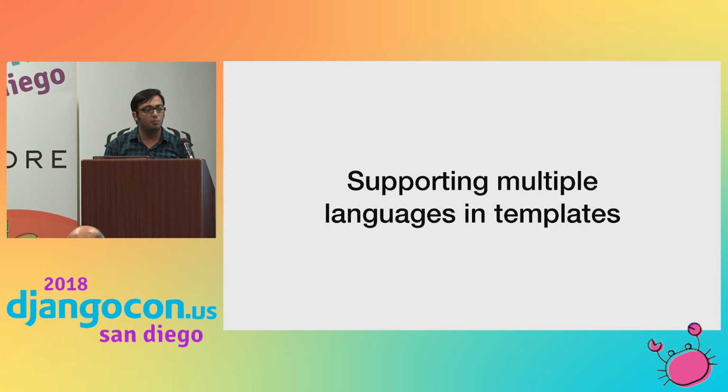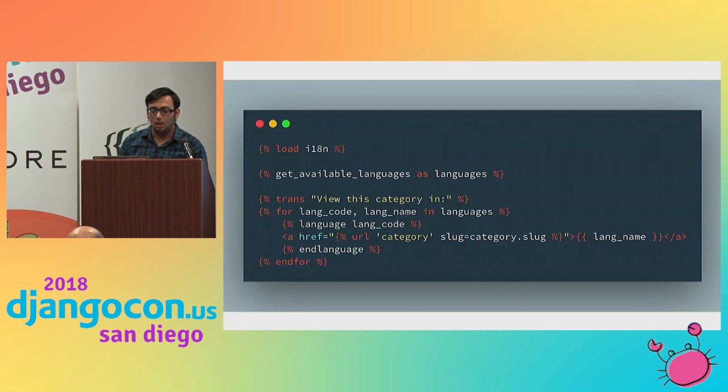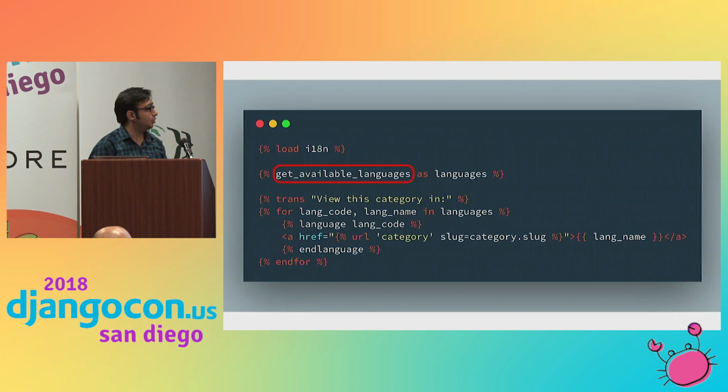Now, how do you support multiple languages in templates? Assume that you have a website and you want to display that we support these many languages, and you just click on the link and it will redirect you to the particular website that supports that language. If your localized URLs get reversed in templates, they always use the current language. This is very important. To link to a URL in another language, we use the language template tag. It enables the given language in the enclosed template section as shown.